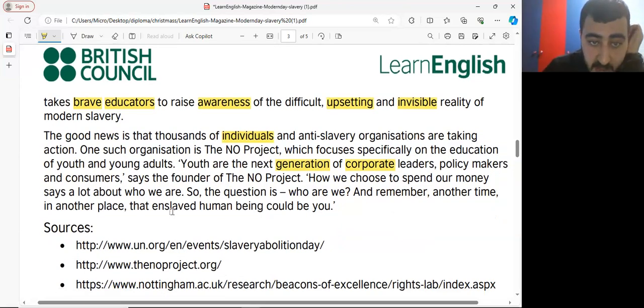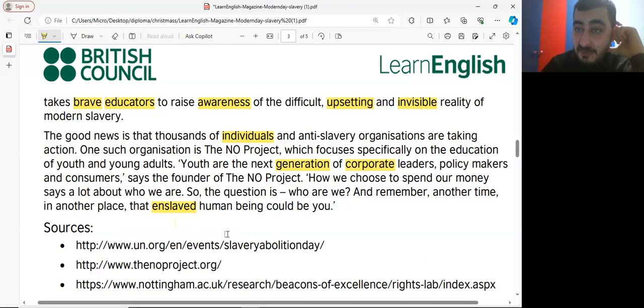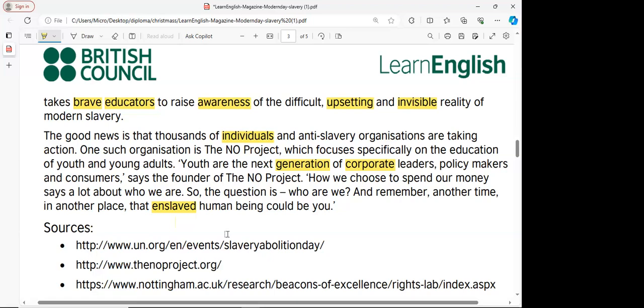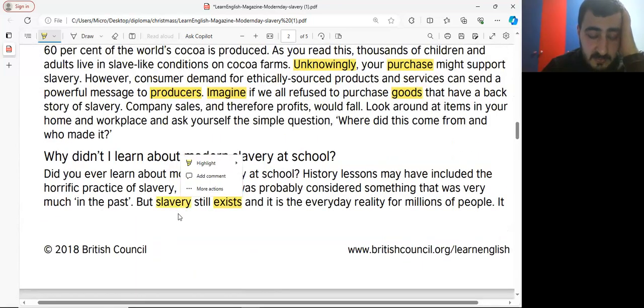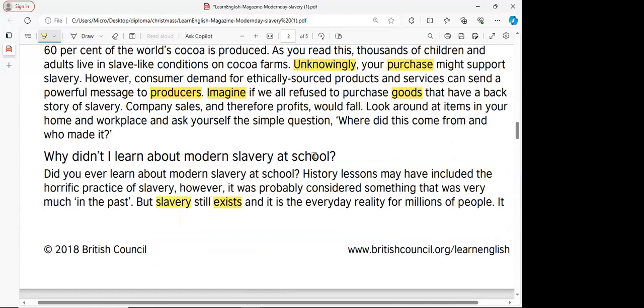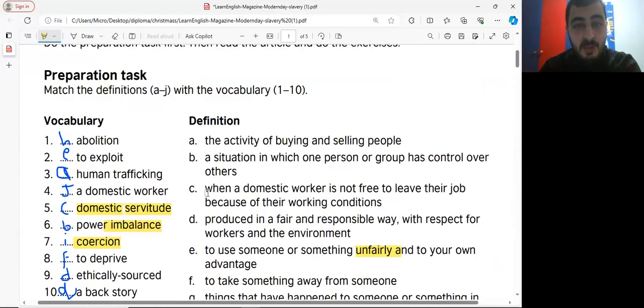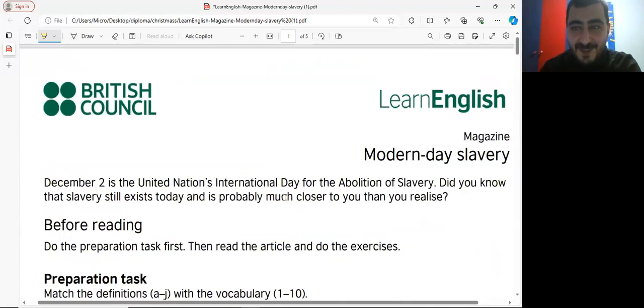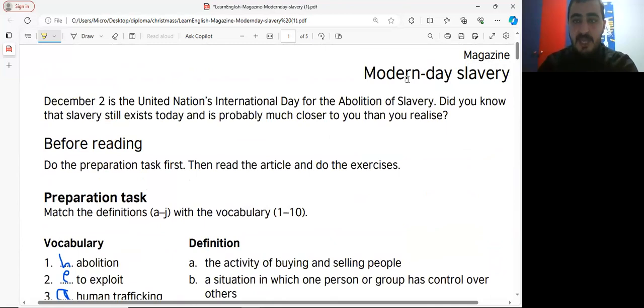Okay, this one? Enslaved. Enslaved, yes. And this one? Slavery. Slavery, good job. يعني عشان مش معقول احنا نطلع من الارتكل وهي بتحكي عن السليفري وحافظين الكلمة. يعني بالضبط العنوان. Modern day slavery.